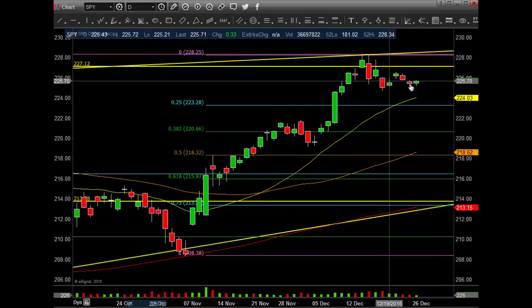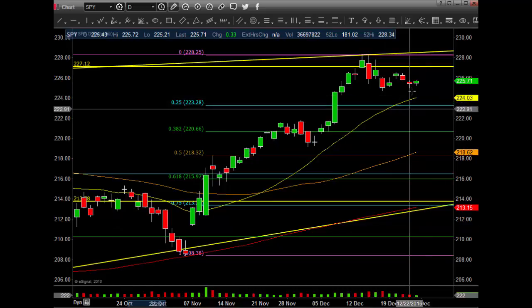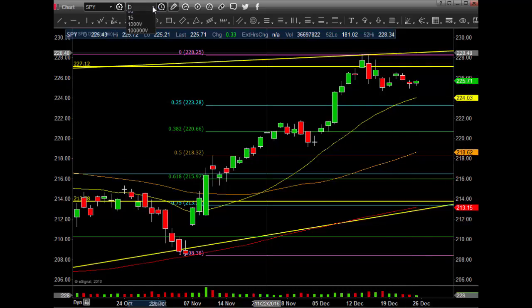If this pattern fails, a little bit bullish, a slight bearish pattern here going sideways. Let's just keep an eye on it. As long as it stays above the moving averages, there's nothing wrong with it.